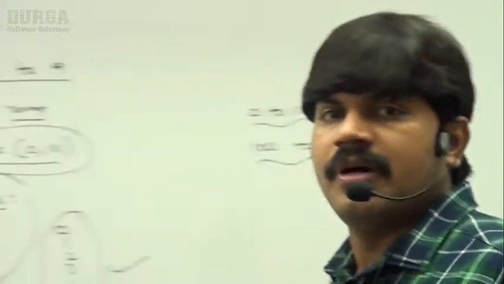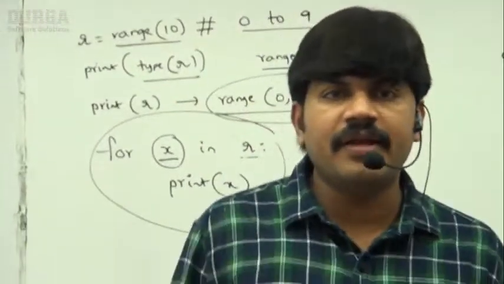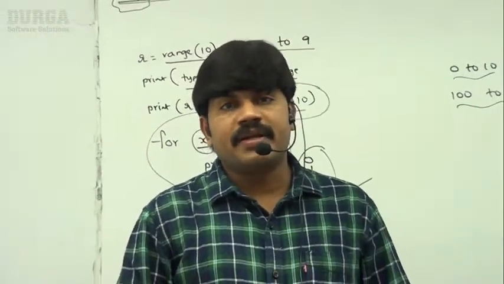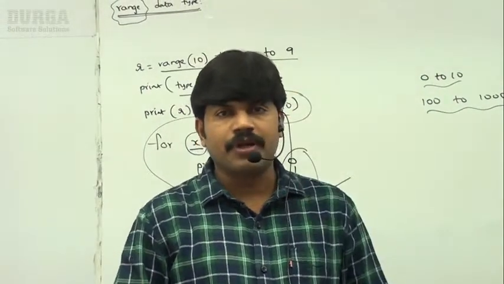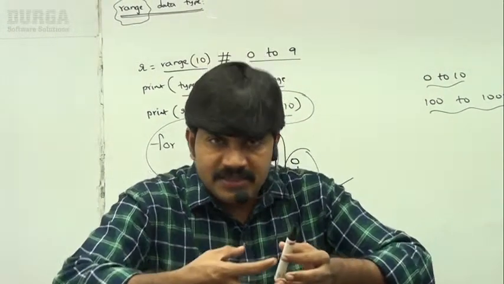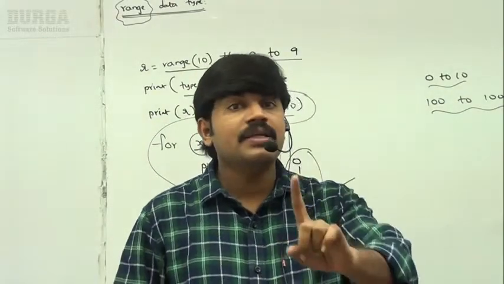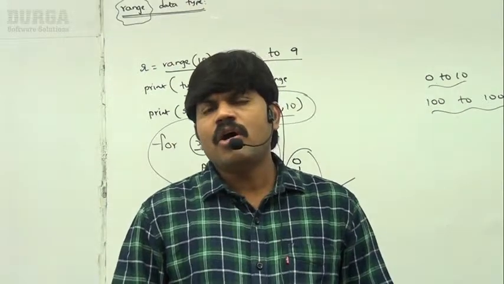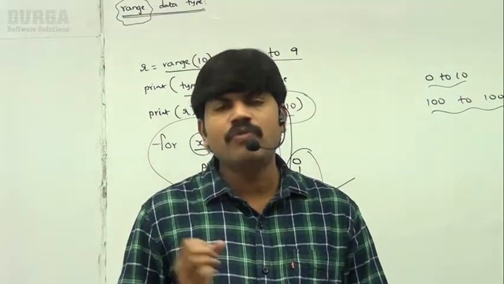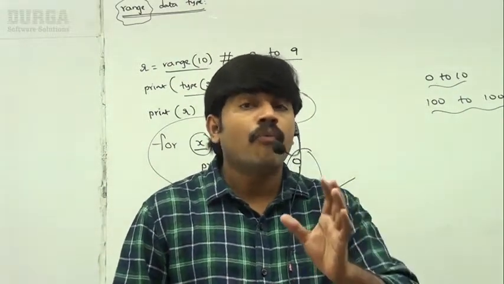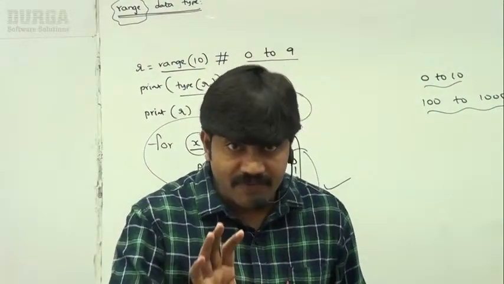So this is nothing but the range data type. I hope everyone is in a position to understand, right? What is the range data type? Very important point: if you want to represent a sequence of numbers, a range of numbers, then we have to go for the range data type. Sir, now how to create a range object? What are the various options available?